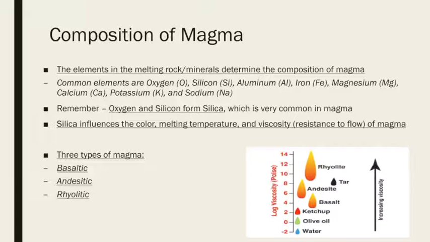So silica also influences within the rock color, melting temperature, and viscosity. And viscosity is just resistance to flow. So if you think about it, water has a low viscosity, so it runs very easily, whereas something like syrup or honey is much thicker, so we would say it's more viscous. It resists flowing more. So there's three basic types of magma. You have basaltic, andesitic, and rhyolitic. And we'll come back to this and talk more about its significance as we go through the chapter.